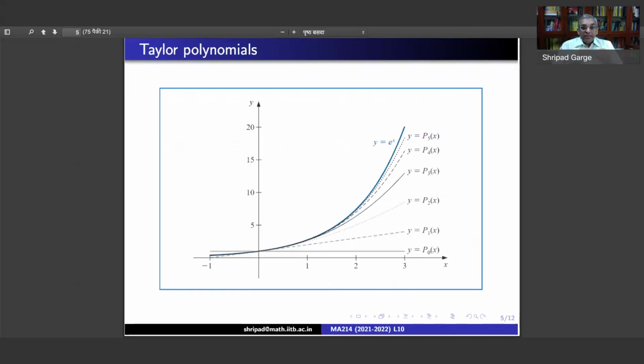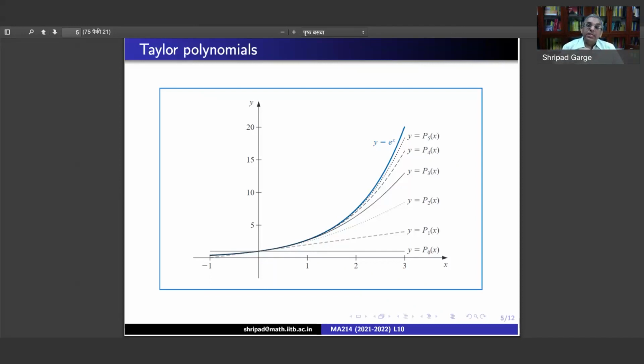So here we see that our blue curve is the curve y equal to exponential of x, and just above the x-axis we see a horizontal line which is given by the function y equal to p naught x. It is y equal to 1. P naught x is the constant function 1. That's why this line is horizontal. The graph of this constant function is going to be the horizontal line. Above this horizontal line, we see a graph made of dashes. That is the polynomial y equal to p1x, 1 plus x.